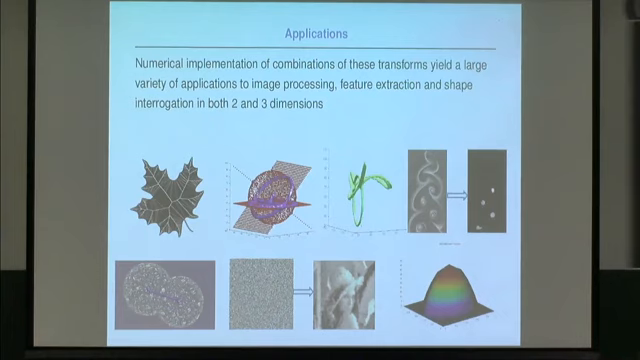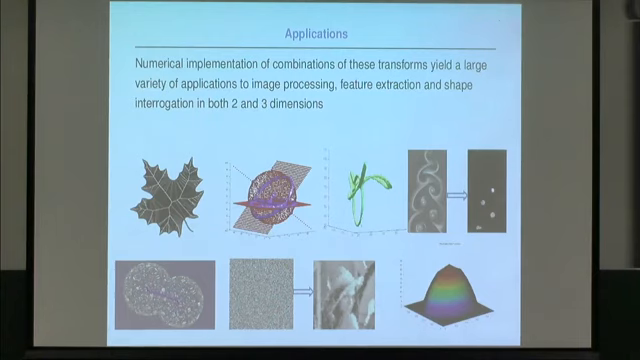So the two on the left are medial axis, so I'll talk about that in more detail in a second. Here we are detecting the intersection between some surfaces. This is also an intersection problem. This is detecting areas of high oscillation. This is noise removal, and this is an interpolation from level sets of a given curve. And all of these things can be done using the ideas coming from the properties of the lower and the upper transforms that we were mentioning.